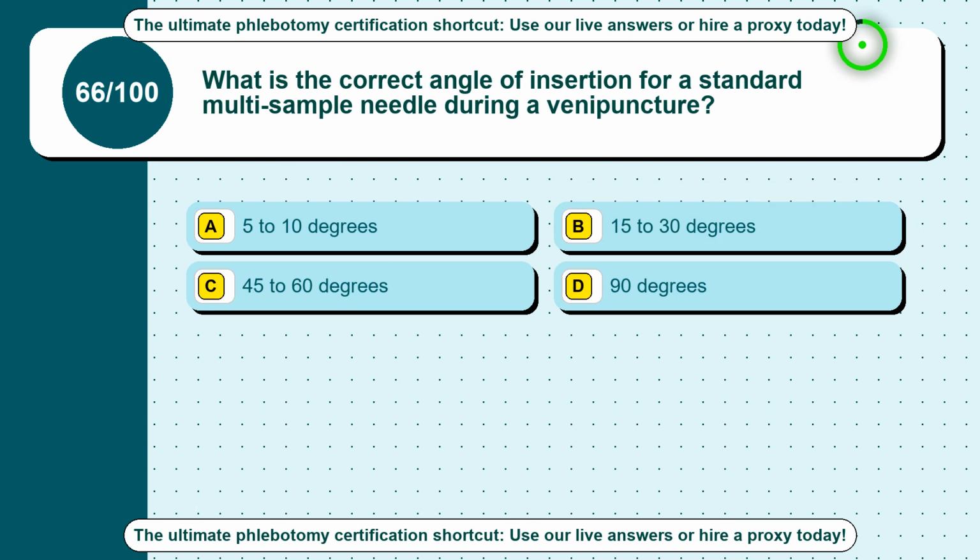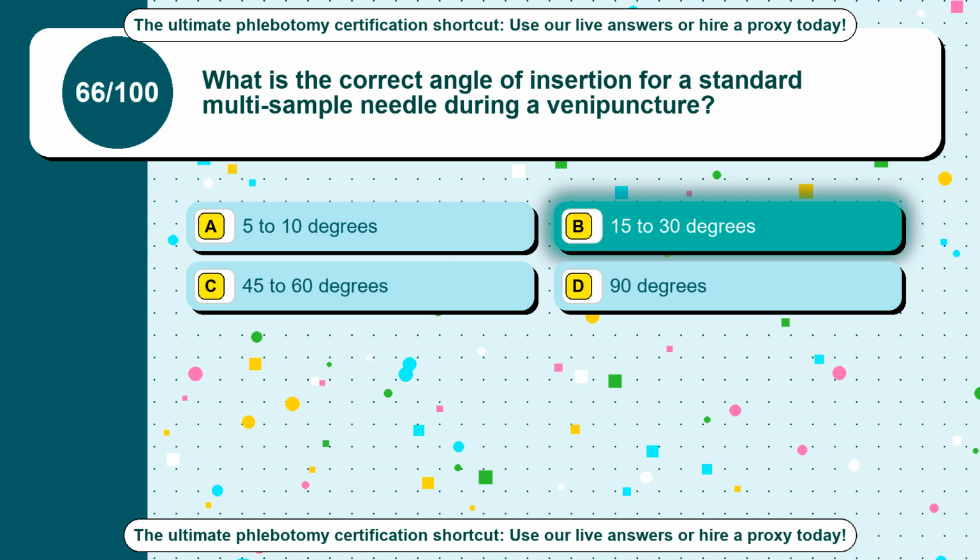Question 66. What is the correct angle of insertion for a standard multisample needle during a venipuncture? Option A. 5 to 10 degrees. Option B. 15 to 30 degrees. Option C. 45 to 60 degrees. Option D. 90 degrees. The correct answer is option B.